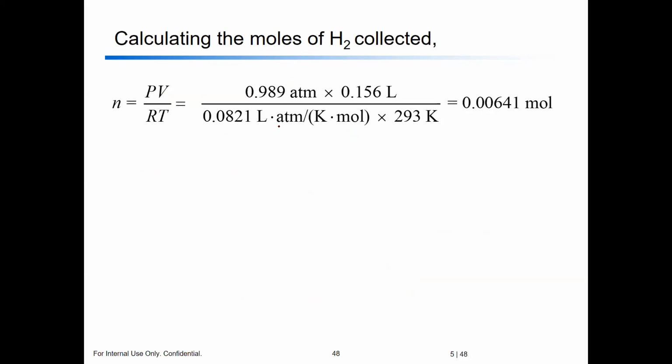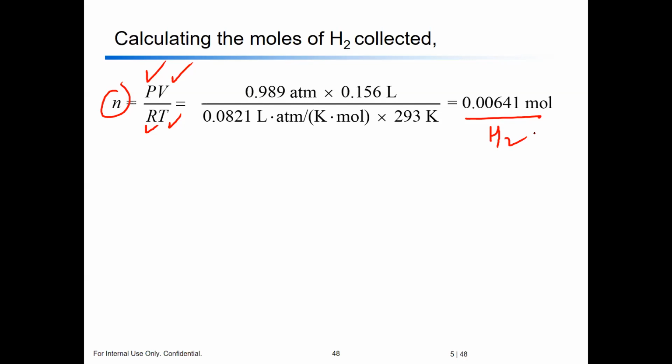We look at our R value here. R value has liter, atm, K, mole. So that's why our pressure has to be in atm to cancel out with this atm. Our temperature has to be in K to cancel out with that K. Then we solve for n. Do we know the pressure? We know the volume. We know R, we know T. And this is how many moles of H2 we have in our tank.